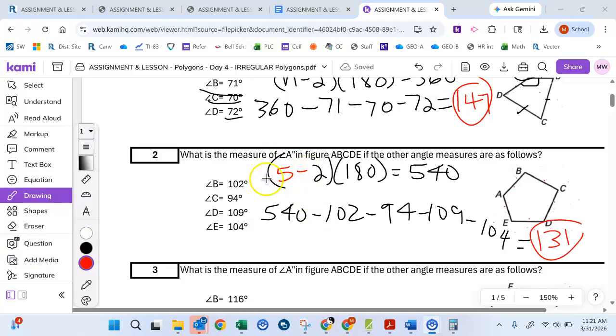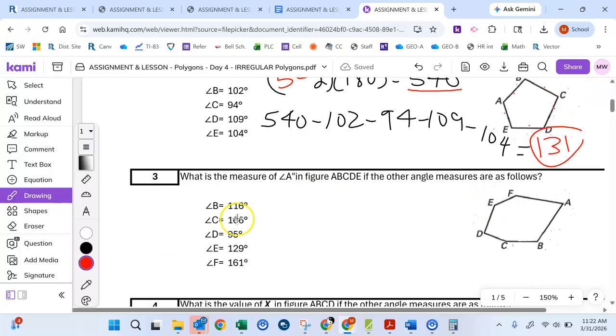Okay, so step number 1, I took 5 minus 2, figured out that the total, all the angles together, the sum is 540, and then I subtracted all these angles, B, C, D, and E, so that I could find angle A, and I got 131 after subtracting all those. Okay, so go ahead and try number 3 if you want to pause the video and come back, and I'll show you the work.